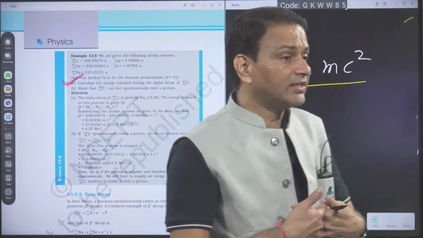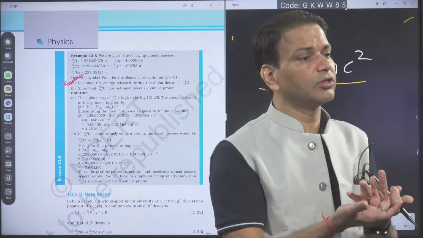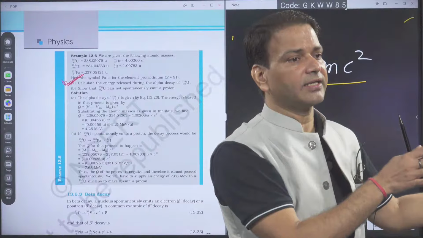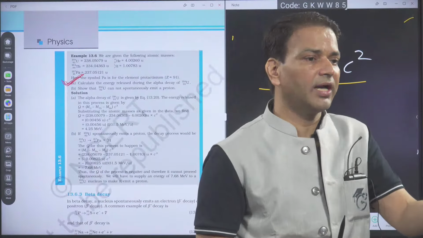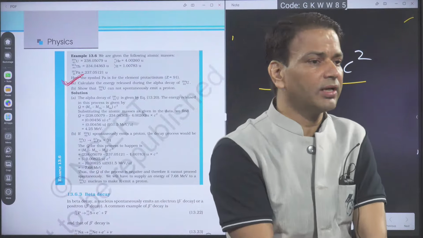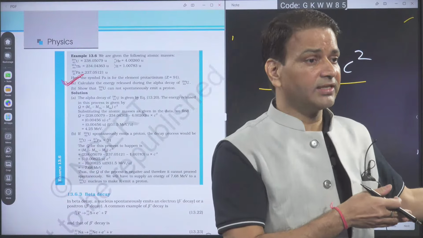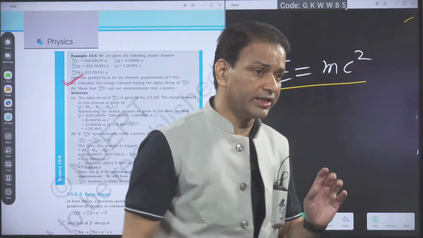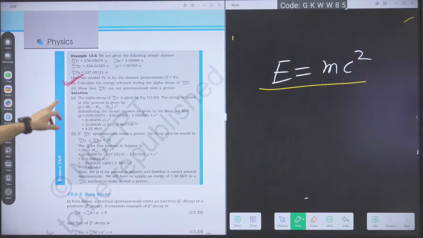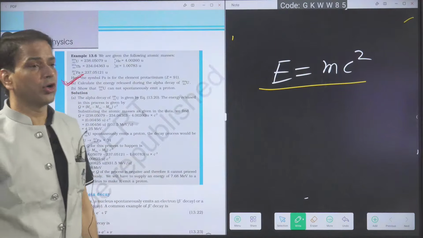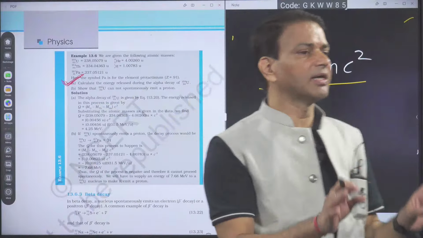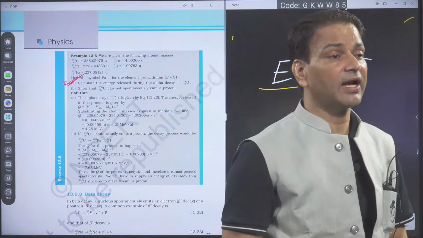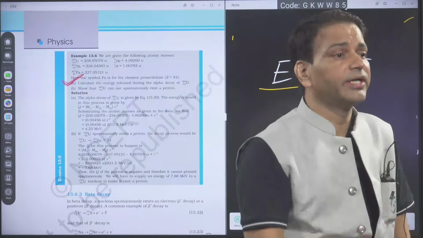I said, why is energy released in any nuclear reaction? Because of the mass loss. Mass loss means the product mass will be lesser than the reactant mass. It means some mass will convert into energy by the relation E is equal to mc square. But if the mass of reactant is lesser and the mass of product is more, will the reaction be spontaneous? No. So in this example, suppose they said 92 uranium-238 is ejecting the proton and they gave the masses, and they are asking whether this reaction is spontaneous or not.